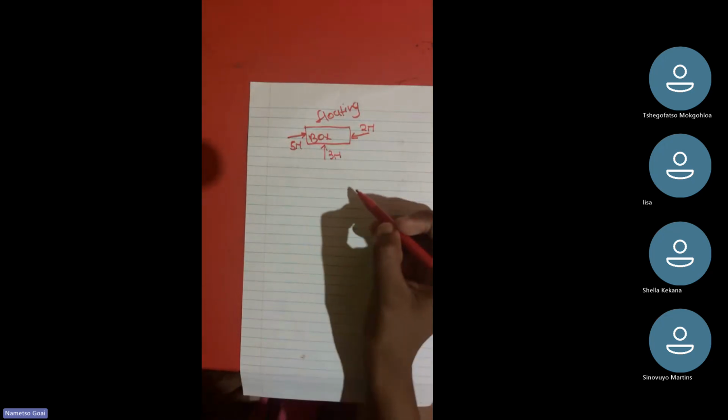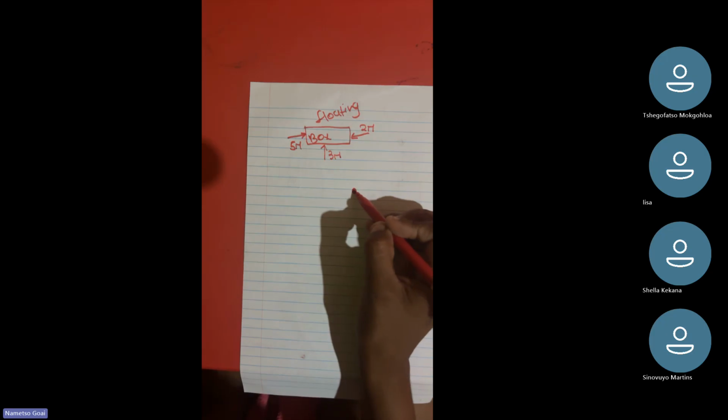It's just in air. It's not on a surface. So it does not have Fn, right? If it's not lying on the surface or on the ground or whatever, it does not have Fn. So this is floating. So this is how your free body diagram would look.